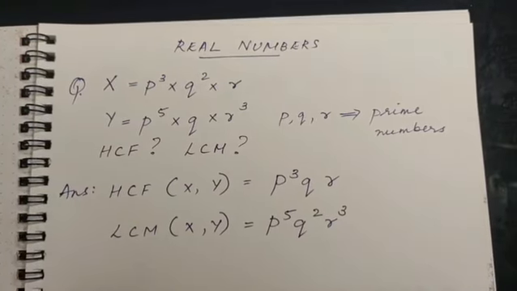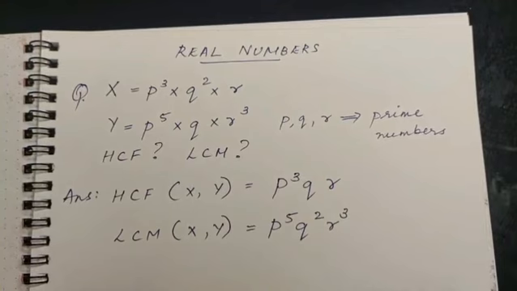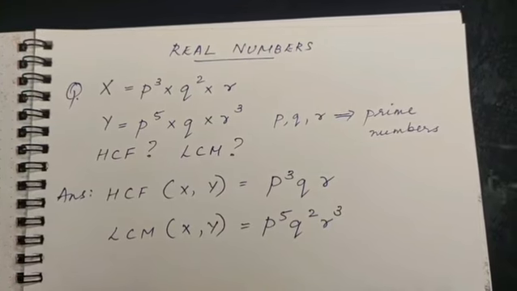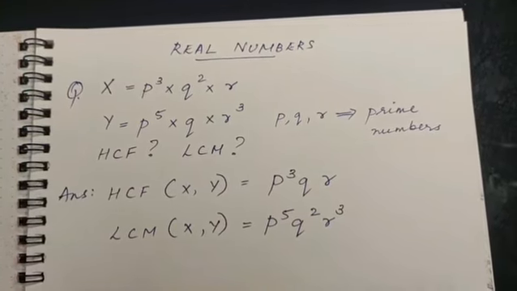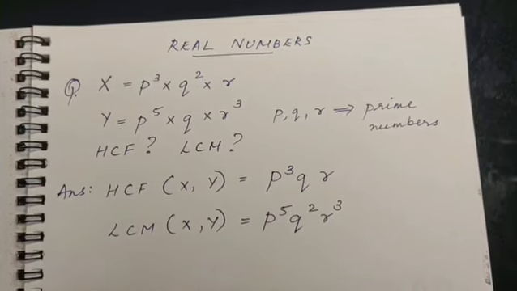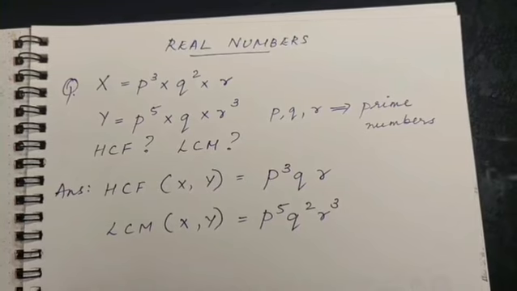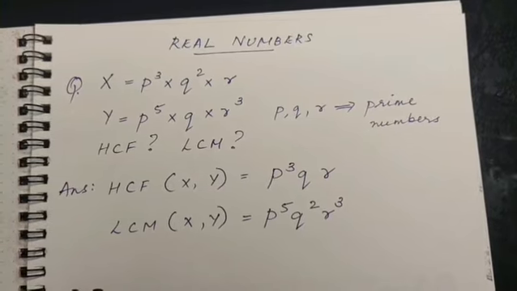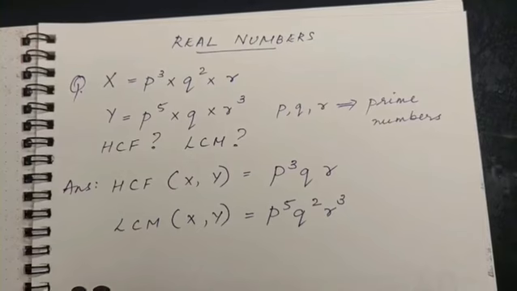Next question, you have x as p raised to 3, q raised to 2, r, and y as p raised to 5 into q into r raised to 3, where p, q and r are prime numbers. So in this question you need to find out the HCF and the LCM.